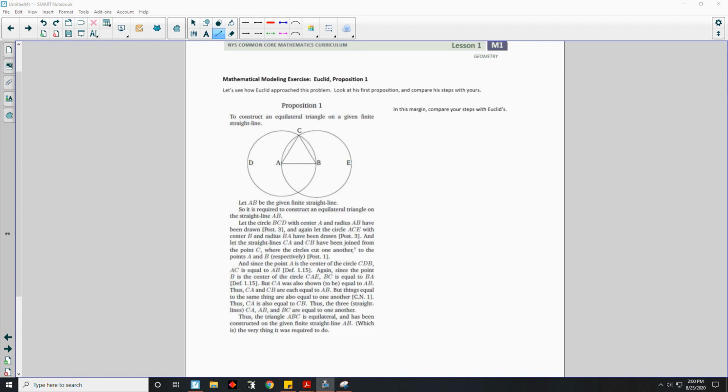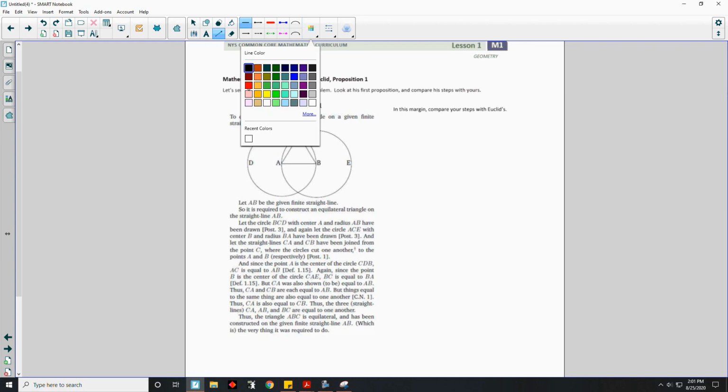That's what finite means. So here's the diagram with A, B, C, D, E labeled. And it says, let AB be the finite given straight line. So let me just follow along with colors. So he's saying AB is a finite straight line. So it is required to construct an equilateral triangle on the straight line AB.